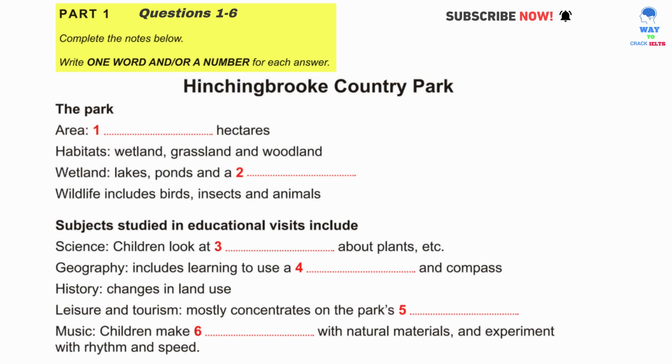Two of our classes. OK. What would you like to know? Well, I'm new to this area, so perhaps you could tell me something about the park first, please. Of course. Altogether, the park covers 170 acres. That's 69 hectares. There are 3 main types of habitat: wetland, grassland and woodland.